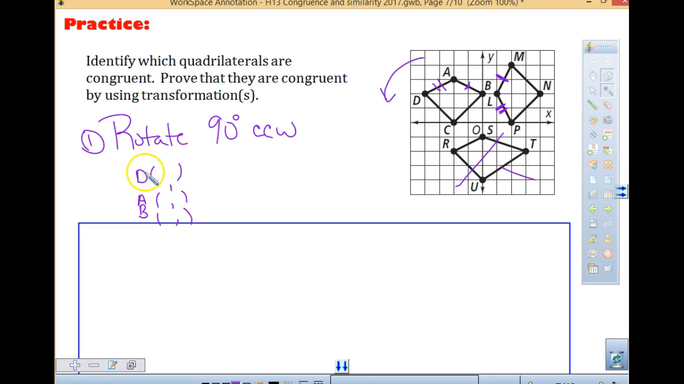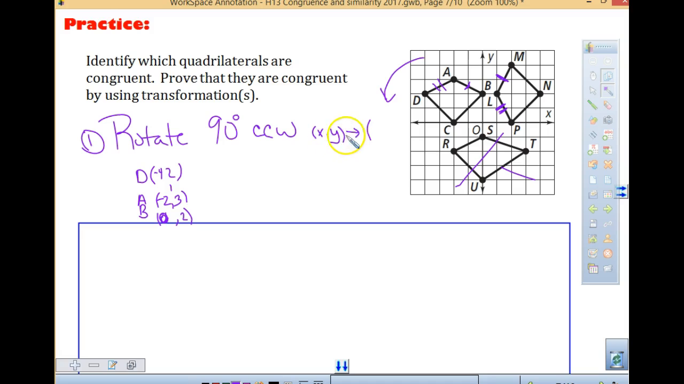So we got -4, 2, right? A is located at -2, how much? 3? B was located -1, 2. Okay? So going 90 degrees counterclockwise. That is 0, 2. Thank you. 0, 2. That's even better.